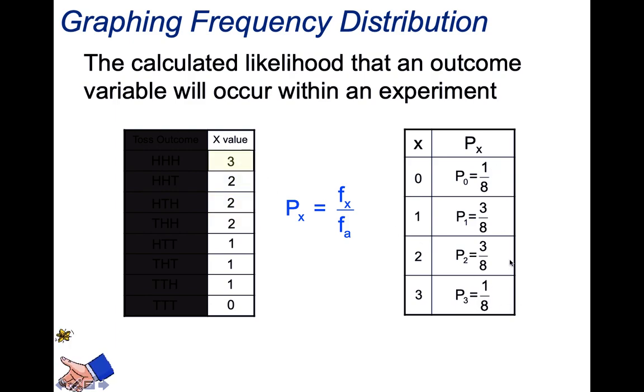And of course, you know if you've done this correctly, because you add all of these up, you should get a total of 1, or 8 out of 8. And in fact, we do. 1 and 3 is 4, and 4 is going to give us 8 out of 8.